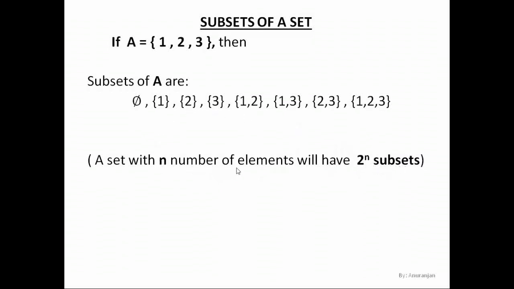Now n number of elements means we have to pay attention to the number of elements of that set whose subsets we want to find. So number of elements means the cardinal number. So here we can see A has how many elements? 1, 2 and 3 elements. So cardinal number of A we can say is 3.